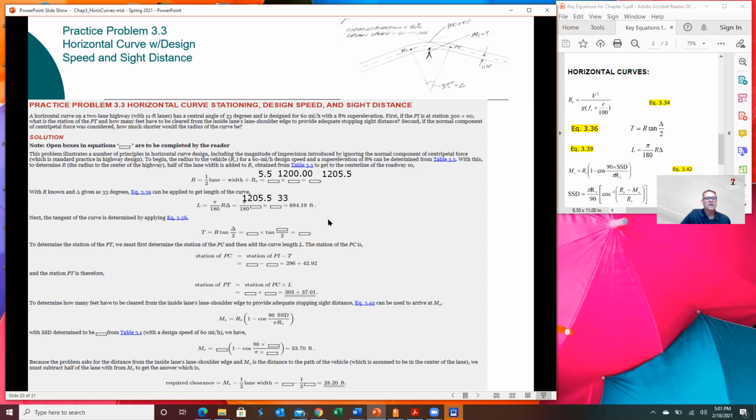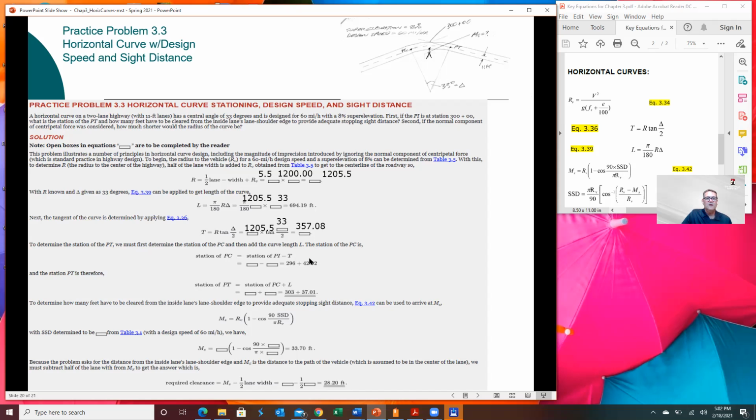So now that you've got the length of the curve, you can also use 336 and calculate the tangent of the curve, because what do you need for the tangent? You need R and delta. You've got both of those. So if you do that, you use R of 1205.5, the delta of 33, and you put that in and you get a tangent length of 357.08.